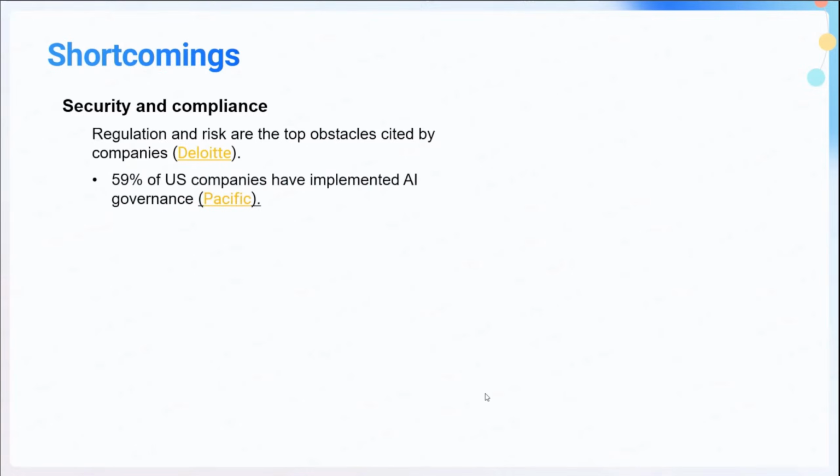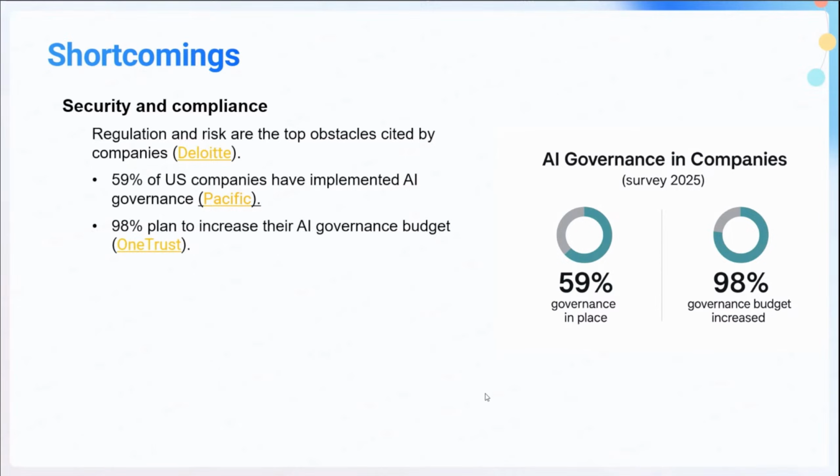First of all, 59% of US companies have implemented AI governance, according to a Pacific study. And more interesting, 98% of them plan to increase their AI governance budget. They are all taking this direction.